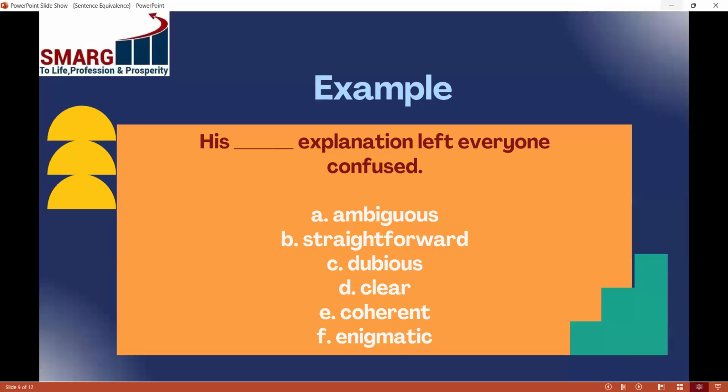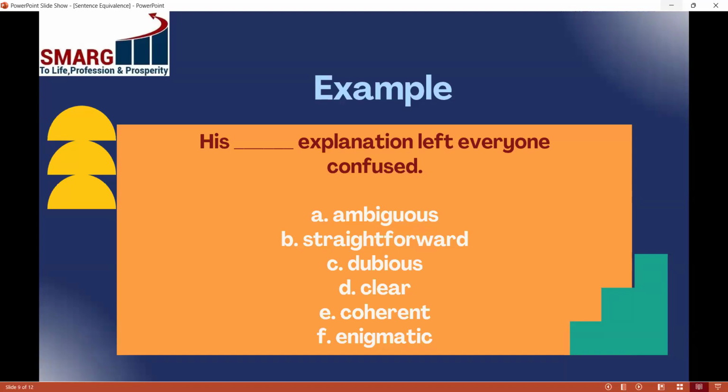Enigmatic. Enigmatic will not come, not at all. This is Ambiguous enough and related to it. Yes. A and C. Yes, correct. Ambiguous and dubious. We are talking about something which is unclear.